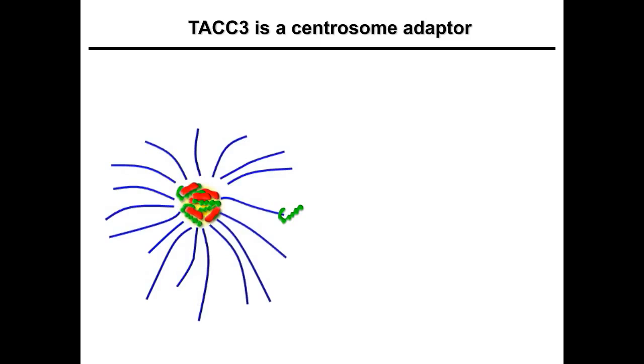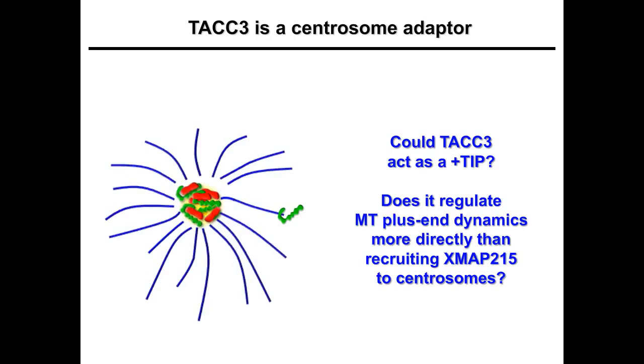But I had a sense that this was not actually the case. The studies which showed that TACC3 was not a plus tip had some experimental flaws. And so I wondered if TACC3 actually could function as a plus tip, and does it regulate microtubule plus end dynamics more directly than simply recruiting XMAP215 to centrosomes? Those were the first two questions that I decided to start with.